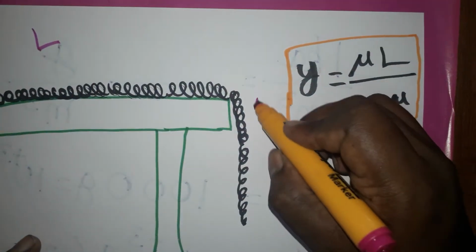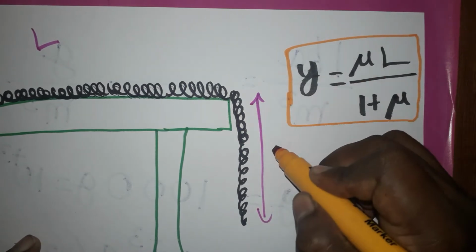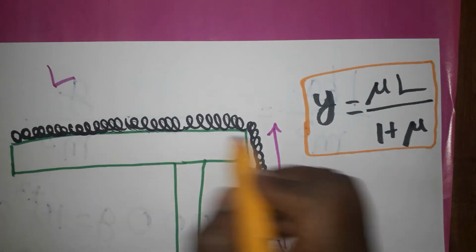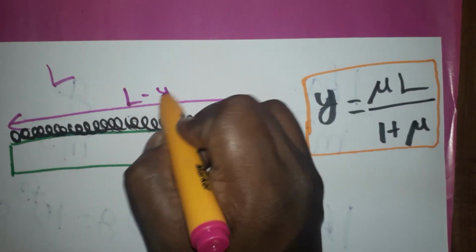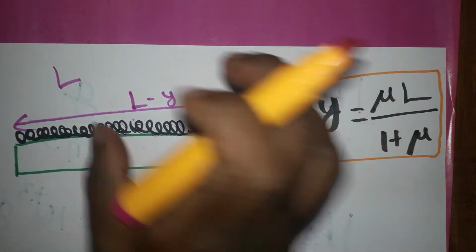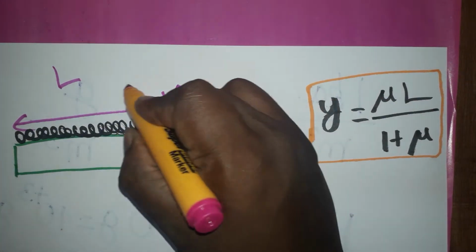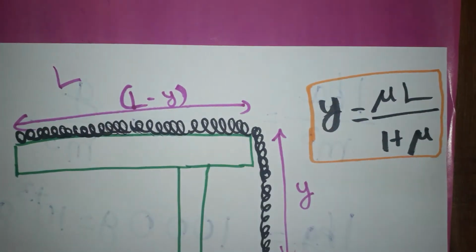Now this much, Y length, is hanging. The remaining length is going to be L minus Y. Y here, the remaining length here. The total length is going to be L, the length of the chain.